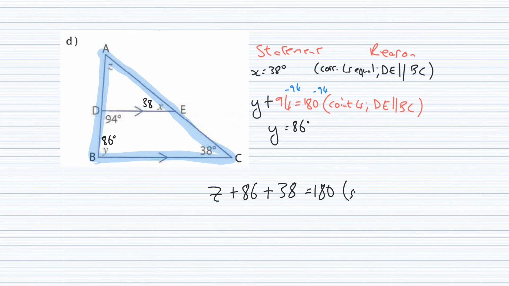Reason, we're adding our sum of angles in a triangle. If you had got angle Y incorrect previously and hadn't said it was 86 degrees, don't worry, you'll get all your marks for working out what Z is. And so we got Z plus 124 is 180. Then we're just going to subtract 124 from each side, left with Z equals 56 degrees.